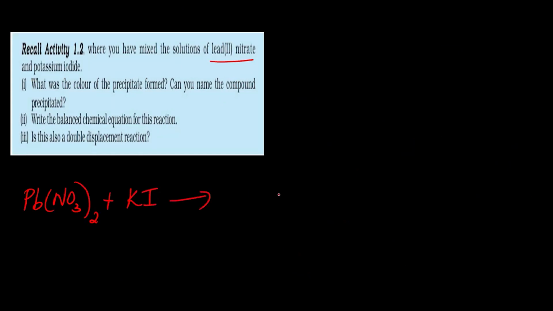Just exchange of ions will take place. You will be getting PbI2 plus KNO3. So this is a double displacement reaction. What is the color of the precipitate? Very important question. The precipitate color is yellow. Yellow color precipitate. And what is the precipitate? Is lead iodide. So we are taking the solution.